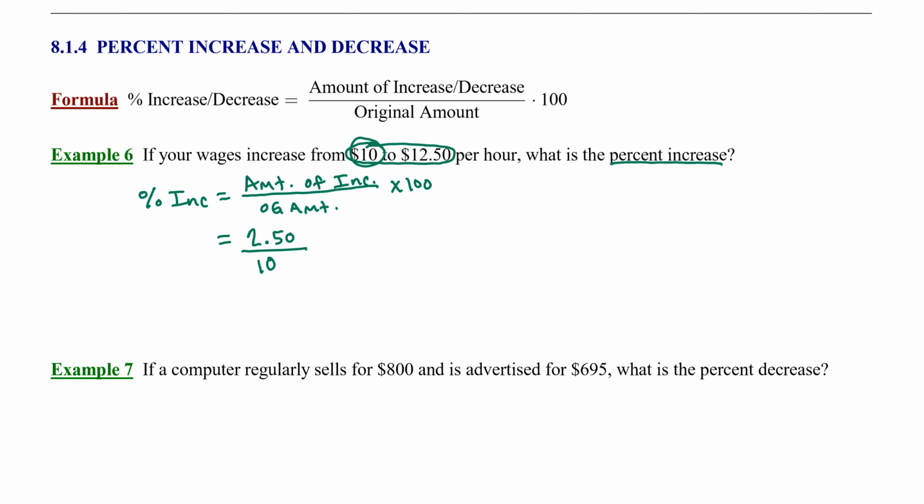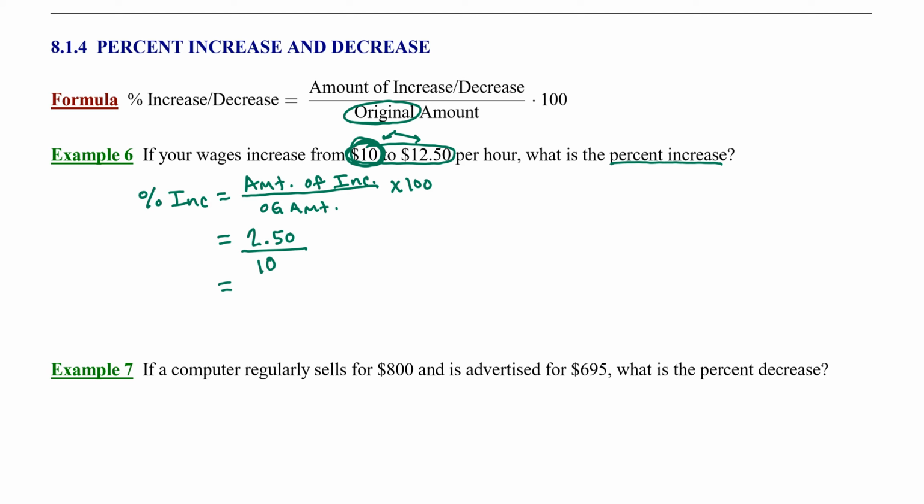Now notice you have two values to choose from. It's really important to remember that in the denominator we put the original amount. Again, you've got two values here. Which one am I going to put in the denominator? The original value. In this case, $10.